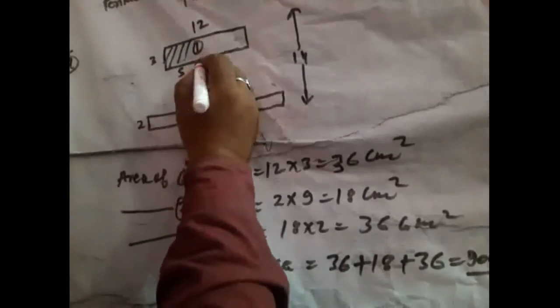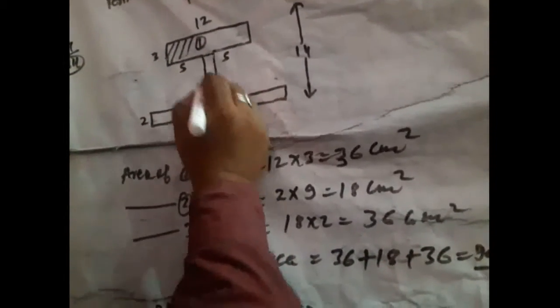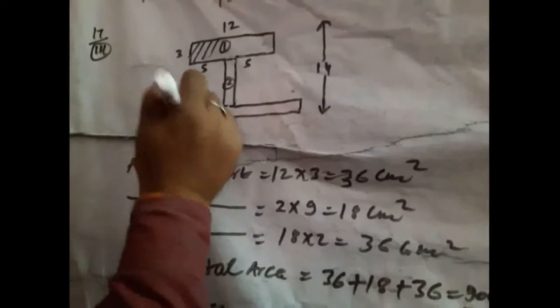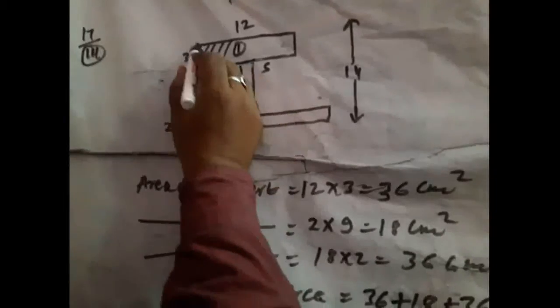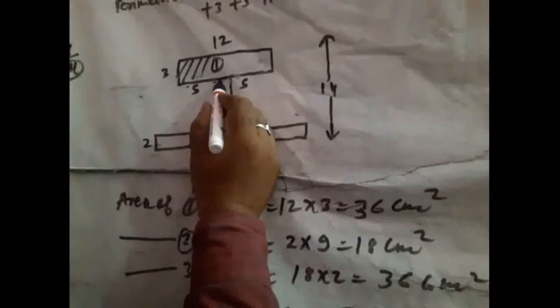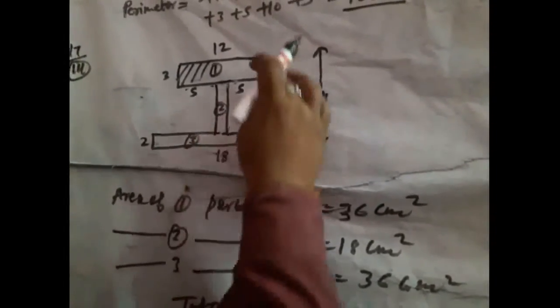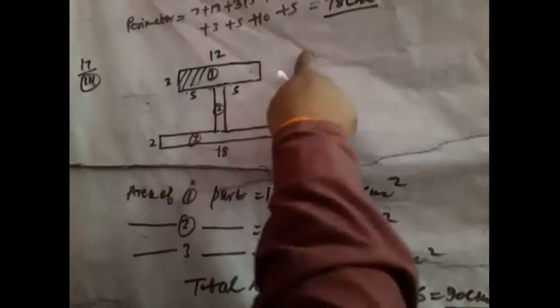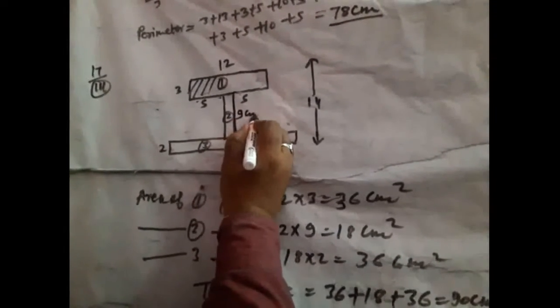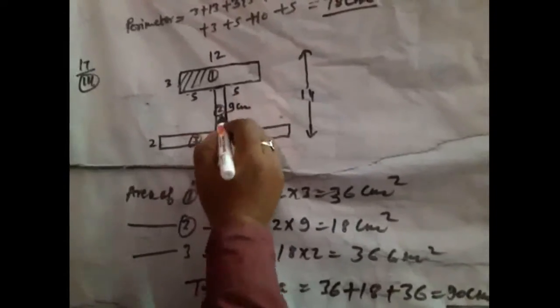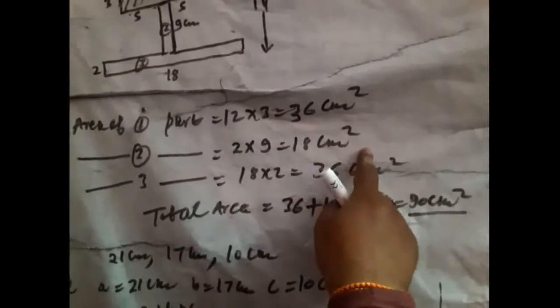Suppose this is the second part. Second part means up to this. This is your second part. So how much is this? Total 12, this 5, this 5. So 5 plus 5 is 10, and 12 minus 10 is 2. And how much is this? Total 14. This is our 14, total 14. And this is 3 and this is 2. 3 plus 2 is 5. 14 minus 5 means this is 9. This is our 9 centimeter and this is 2 centimeter. So area of this part is 2 into 9 is equal to 18 centimeter square.